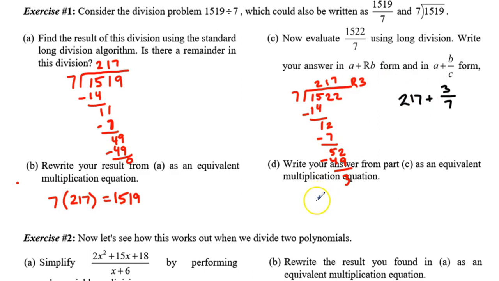And now this is where you're going to want to concentrate. Similarly to before, you're going to write 7 times 217. But of course, that's equal to 1519, right? So we have to add in an extra 3. So we have the divisor times the quotient plus any remainder. That's going to equal the dividend, 1522.